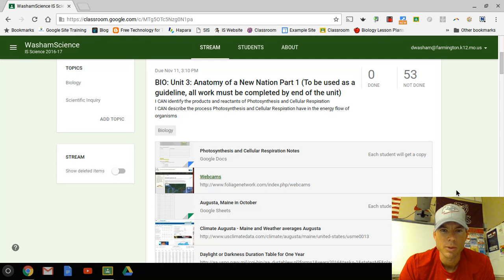mitochondria of their cells. They will produce energy for the body, and also a byproduct is carbon dioxide, which the plants need to help make their photosynthesis. There's some other products and reactants in there too, but that's just a general overview. There's several different assignments that you were to do.